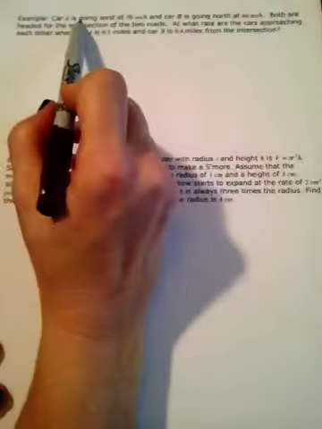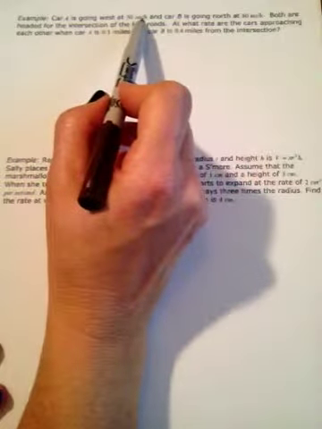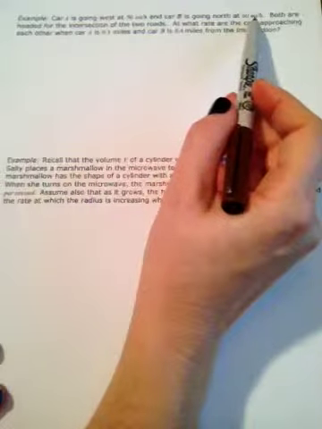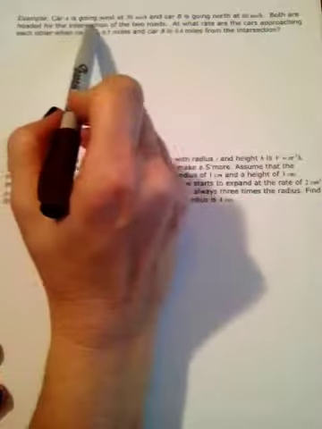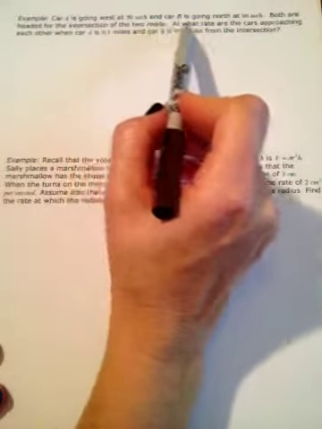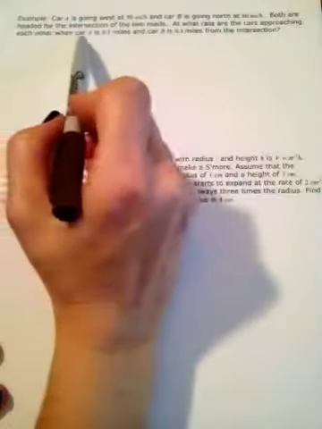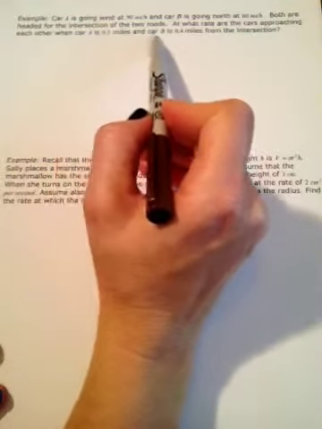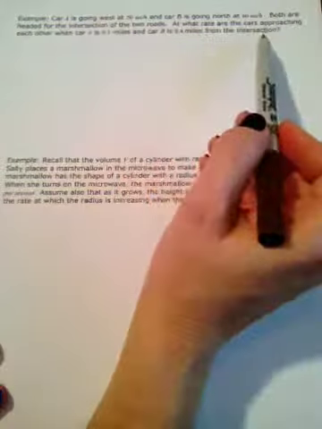Okay, so here are two full examples. We'll work them one at a time of related rates problems. It says car A is going west at 50 miles per hour and car B is going north at 60 miles per hour. Both are headed for the intersection of the two roads. At what rate are the cars approaching each other when car A is 0.3 miles and car B is 0.4 miles from the intersection? So the first thing you probably want to do is draw a picture.